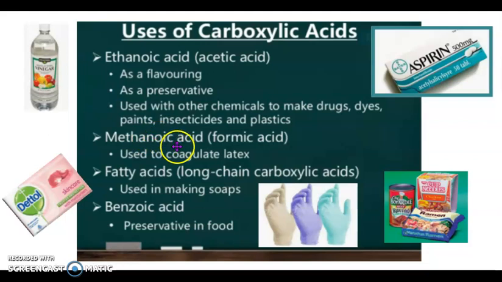Then methanoic acid, and its common name is formic acid. That is actually what happens when a red ant bites you. The reason it stings is because there's methanoic acid in that bite. So in nature, it's in red ants. And to get methanoic acid, they actually used to distill red ants. But it's used in the production of latex, like in the gloves that we use. Then long-chain carboxylic acids are used in making soaps, and benzoic acid, that is a preservative in foods.